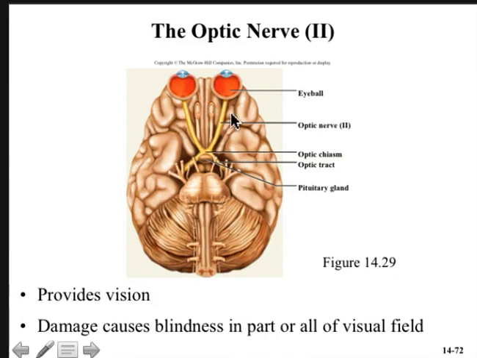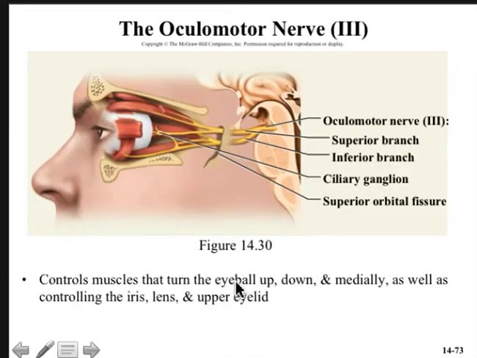So notice that it is caudal to the olfactory nerve, and that the optic chiasm here lies essentially just anterior to the pituitary gland. Just a few anatomical markers for you to familiarize yourself with the tracks of this particular nerve. The oculomotor nerve is involved in eye movement. It controls muscles that turn the eyeball up, down, and medially, as well as controlling the iris, lens, and the upper eyelid. You can see, okay, this is again cranial nerve 3.